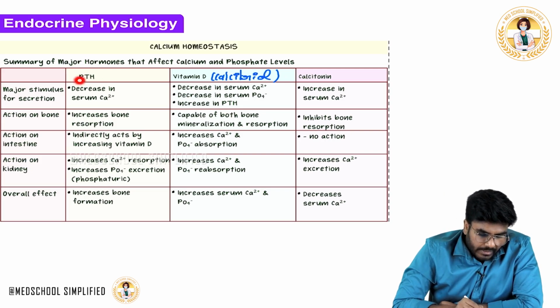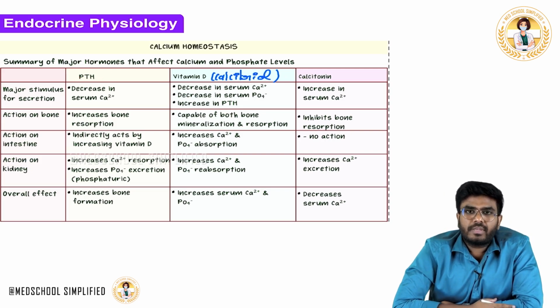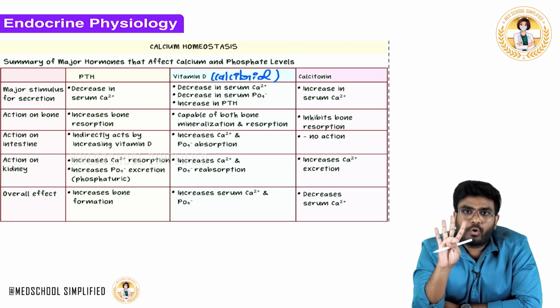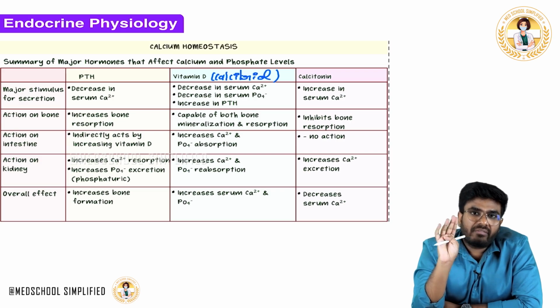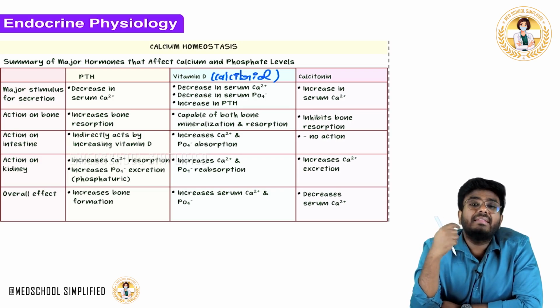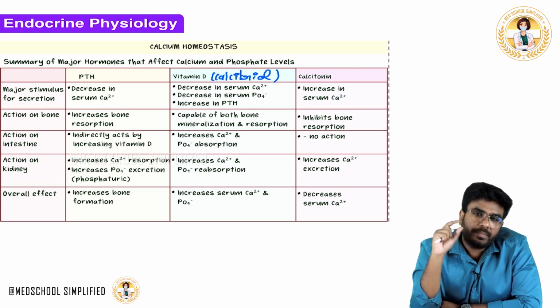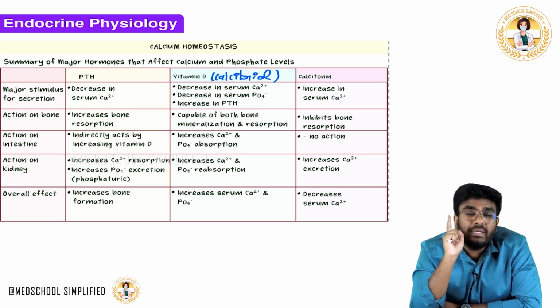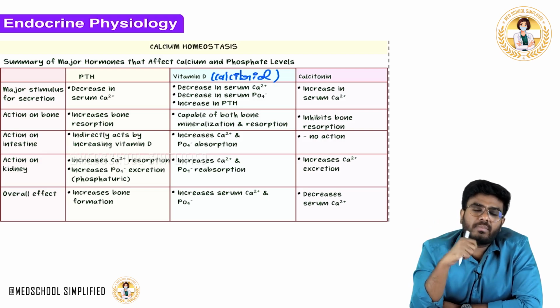First of all, let's talk about the parathyroid hormone. Who produces this parathyroid hormone? Parathyroid hormone is produced from the parathyroid glands. You have 4 parathyroid glands, present at the back of the thyroid gland, and they have cells called chief cells. These glands produce the parathyroid hormone. The main function of this hormone is to increase the blood calcium levels.